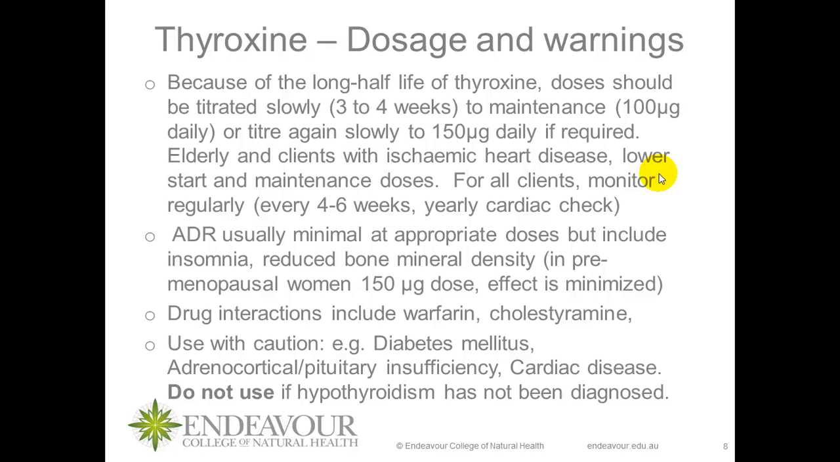So we've suggested that to reach a maintenance dose, a person might be started off at 100 micrograms daily, and then it would be titrated slowly to 150 micrograms so as to control symptoms. If it's an elderly client or a client with some form of ischemic heart disease, they might be started at a lower dose and built up to a lower maintenance dose of maybe only 75 micrograms, or sufficient to control their hypothyroid symptoms.